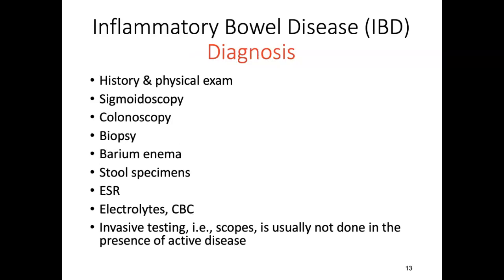Diagnosis: history and physical exam, a sigmoidoscopy or colonoscopy to look at the alterations and to find out if they're in the small intestine or the large intestine or both. A biopsy of tissue within the intestines. Maybe a barium enema, ultrasound or a CAT scan, stool specimens, ESR and electrolytes and CBC. ESR looks at autoimmune diseases. Invasive testing, and as I've already said, scopes are usually not done in the presence of active disease.